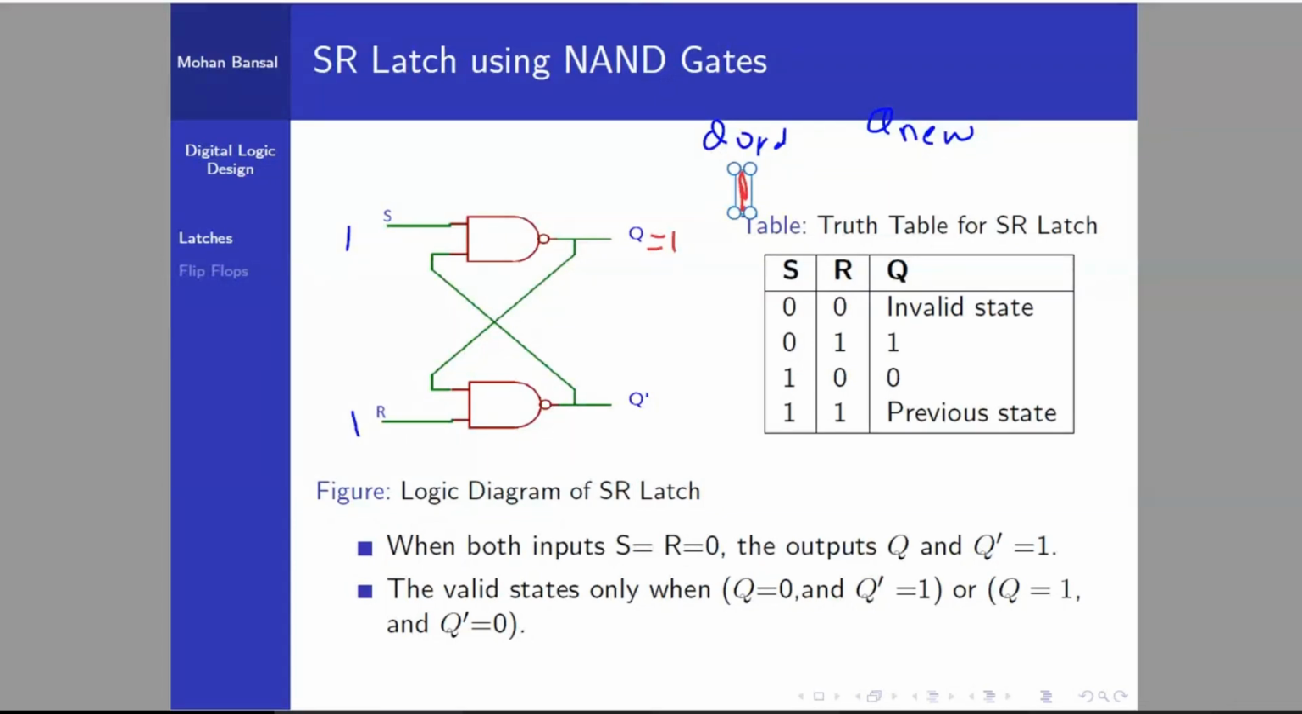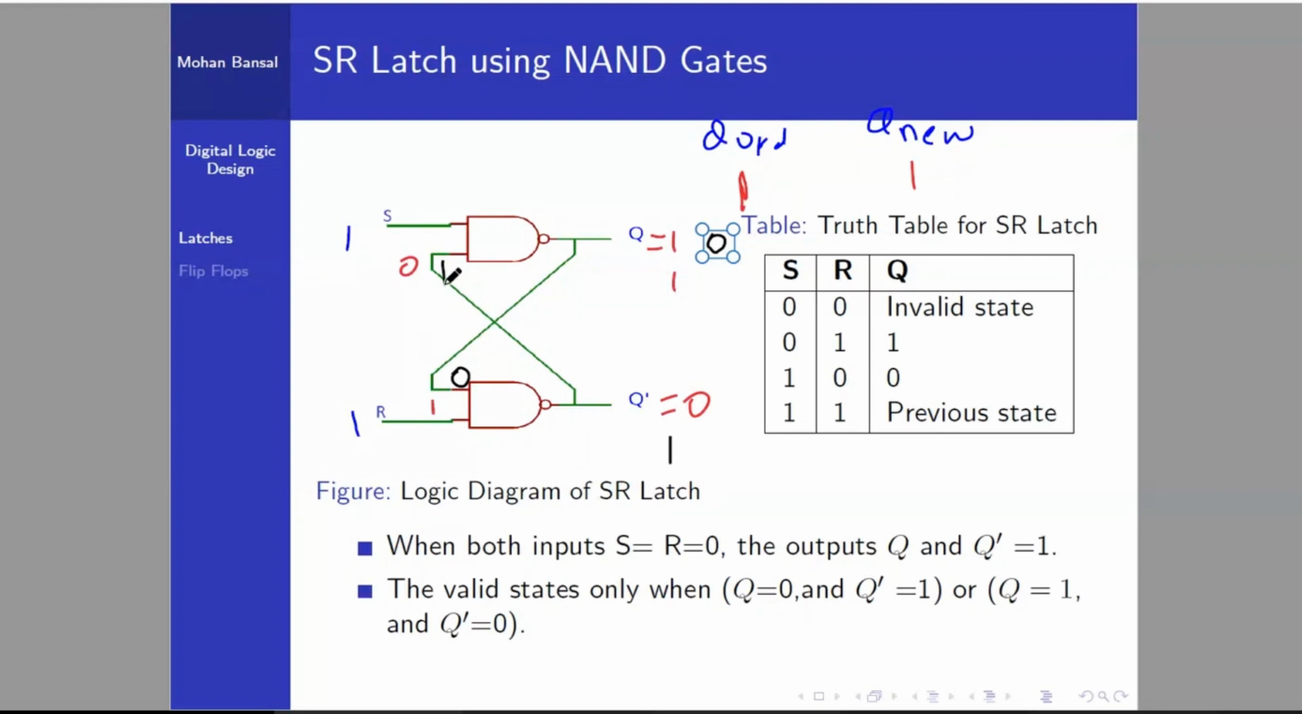If Q equal to 1, this input is 1. For both inputs 1, the output Q complement is 0. If one input is 0, the output is 1 again. So the new value is 1. If we take 0 here as an old value, Q complement is 1 and you will get 0 again. So what is happening? There is no change. Whatever the previous value is, that is the new value.